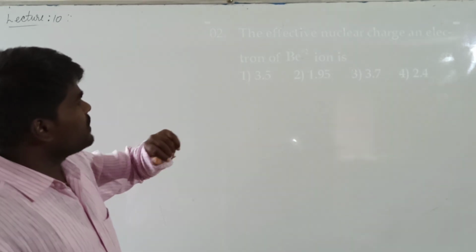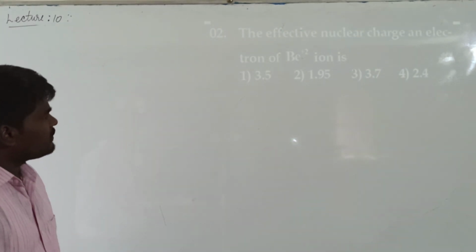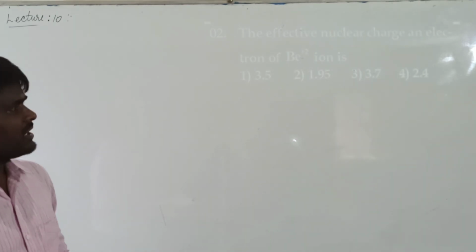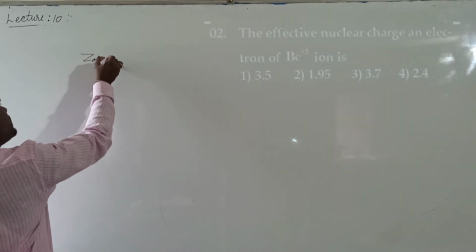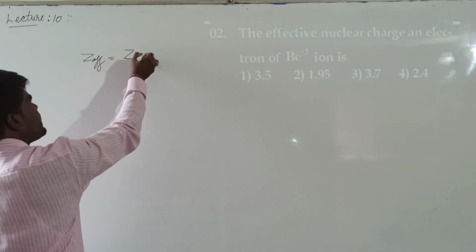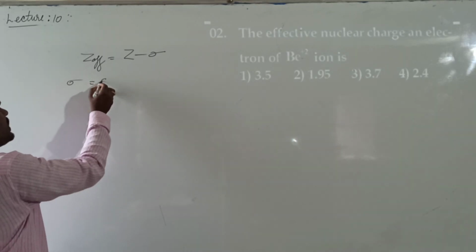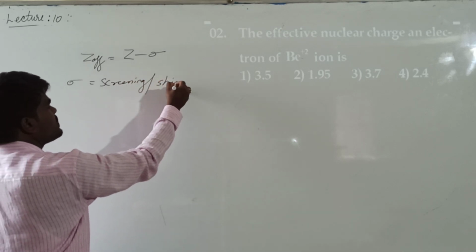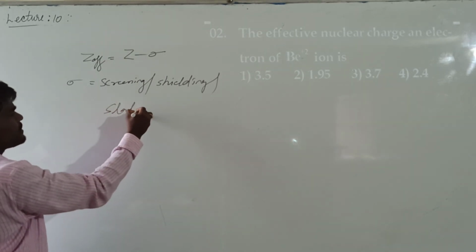So here you have the question: the effective nuclear charge of an electron of Be+2 ion. It is asking to calculate the effective nuclear charge Z effective. How to calculate the Z effective? Z effective is equal to Z minus sigma. What is sigma here? Sigma is called the screening constant or shielding constant, or is also called Slater's constant.